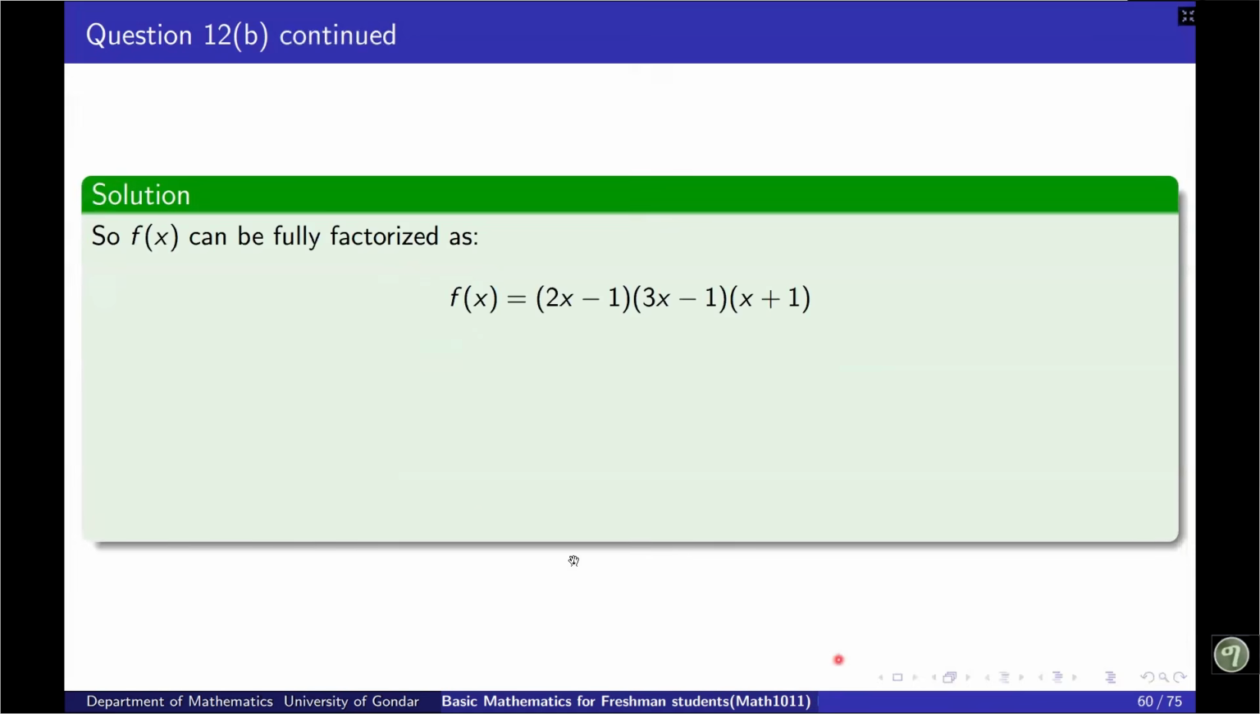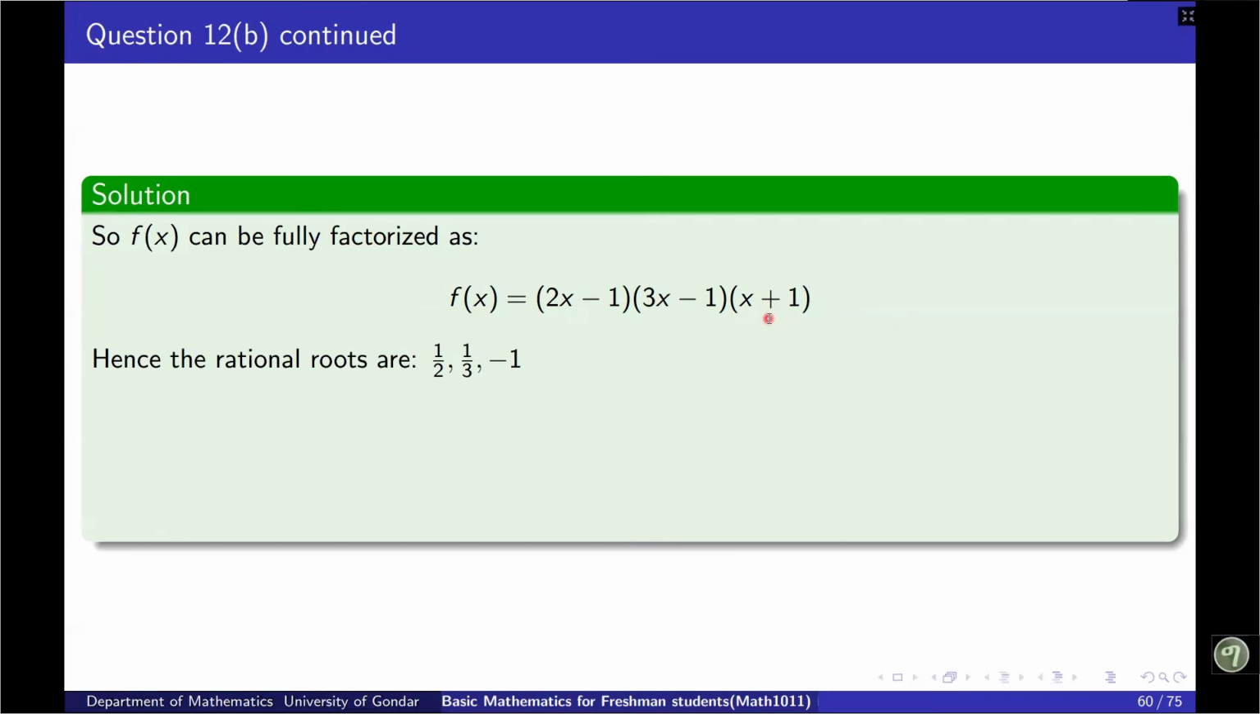So f of x can be fully factorized as 2x minus 1 times 3x minus 1 times x plus 1, so that from the roots of its linear factors, we can determine the roots of the given polynomial function. Therefore, the roots are 1 over 2, which is the zero of 2x minus 1, 1 over 3, which is the zero of the second factor, 3x minus 1, and minus 1, which is the zero of the last linear factor, x plus 1.